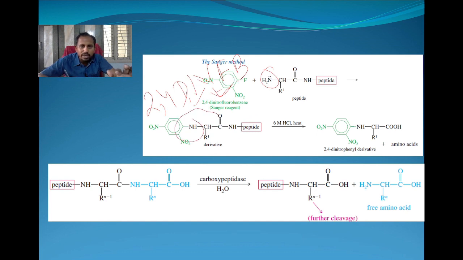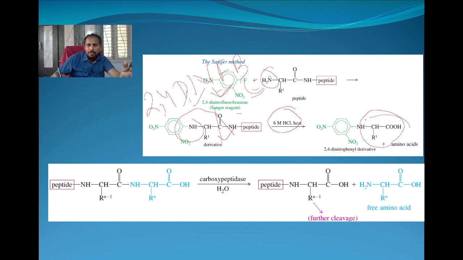Fluorine and hydrogen will combine to form HF, and we get this derivative. Further, in the presence of acid, this part will hydrolyze, and this part comes from the N terminal amino acid. Then the 2,4-DNFB will act upon the next N terminal, so similarly we get the amino acids one by one from the N terminal to the C terminal.